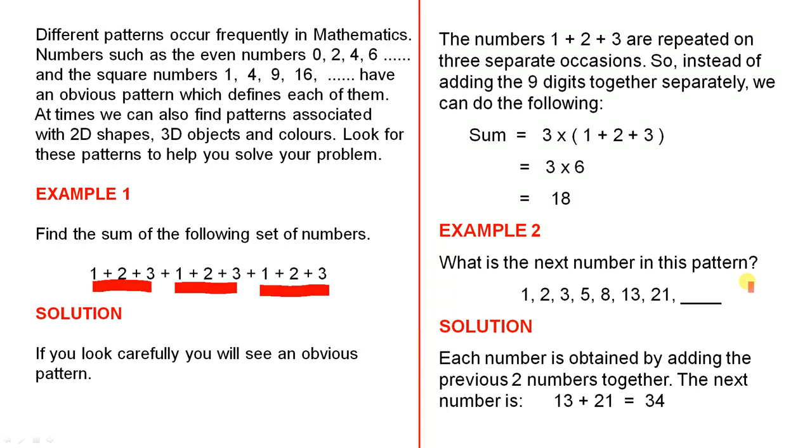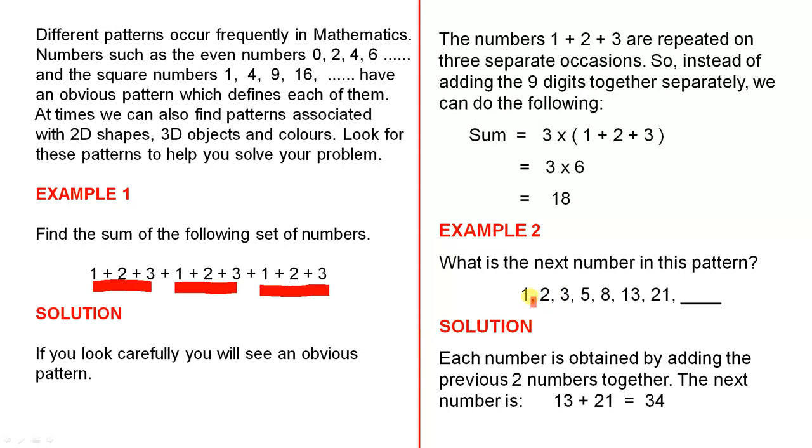What is the next number in this pattern? 1, 2, 3, 5, 8, 13 and 21. This is a little bit tricky, and if you don't look carefully you mightn't see it for a little while. The solution. Each number is obtained by adding the previous 2 numbers together.